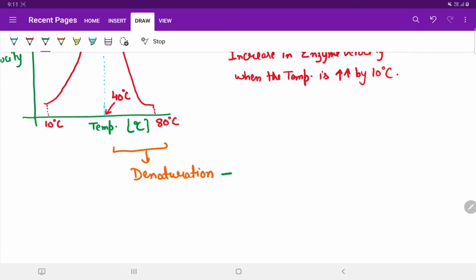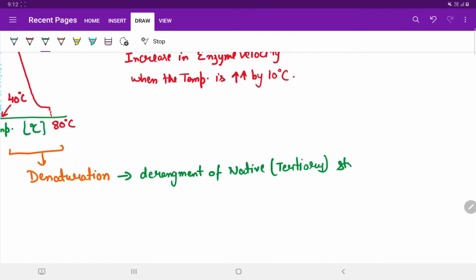So, what is this denaturation? It is the rearrangement of the native structure, that is, the tertiary structure. So, students, there are 4 types of structures known as primary, secondary, tertiary and quaternary. The links regarding these structures are given in the description box below, you can refer to them. The native tertiary structure is usually destroyed above a temperature of 50 degrees Celsius.